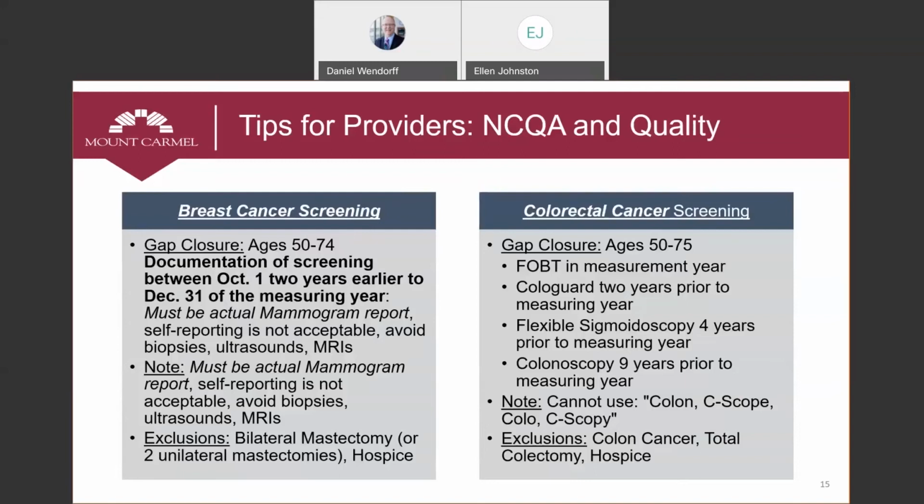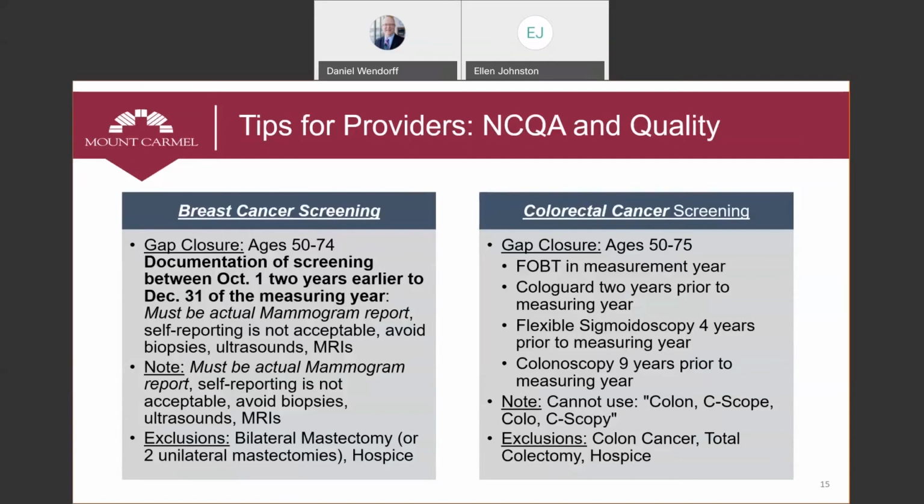In order for a colorectal cancer screening gap to close, one of the following must be met: an FOBT completed in 2020, a Cologuard completed in the last 3 years, a Flex Sig completed in the last 5 years, or a colonoscopy completed in the last 10 years.